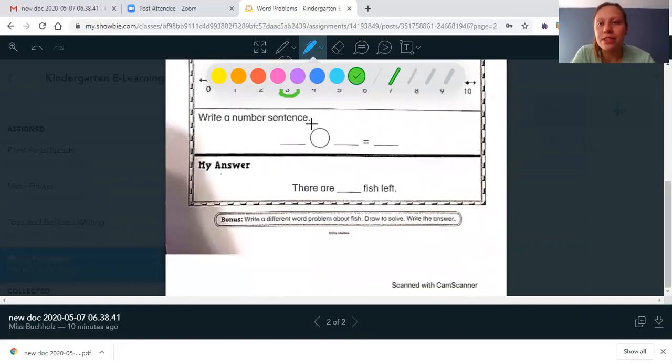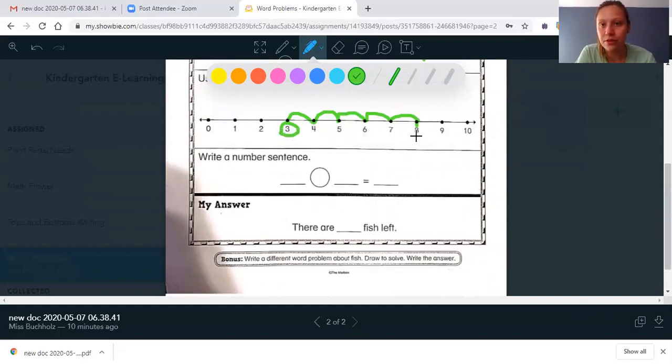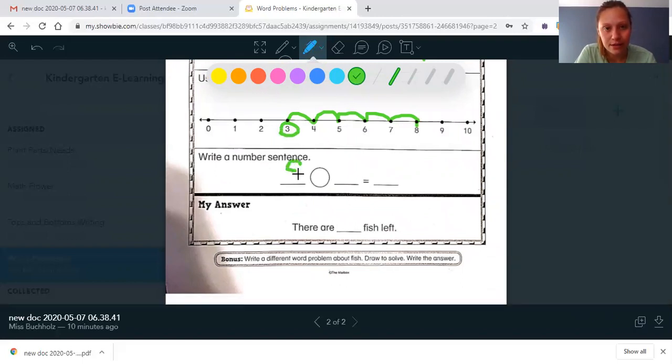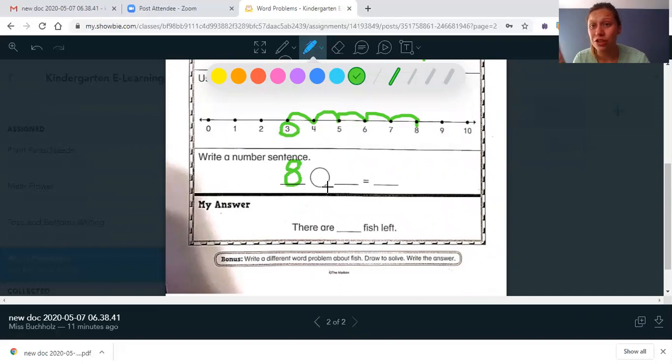Now we need to write a number sentence. So this is how my brain's gonna go. How many fish did we start with? Good, 8. So 8's gonna go first. Now, did we add more fish on or did we take fish away? Good, we took fish away, so we need to use the minus sign.